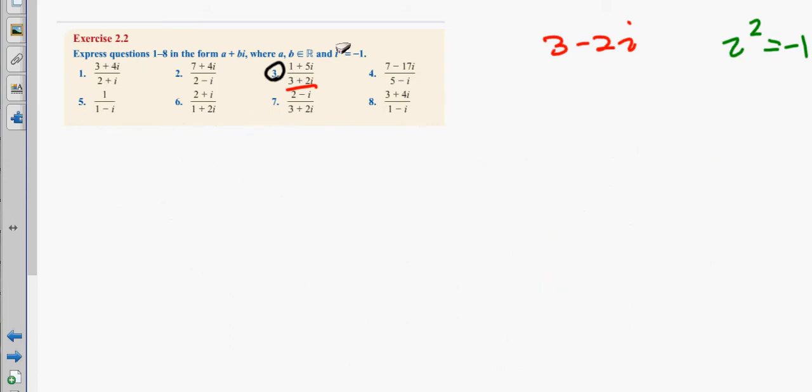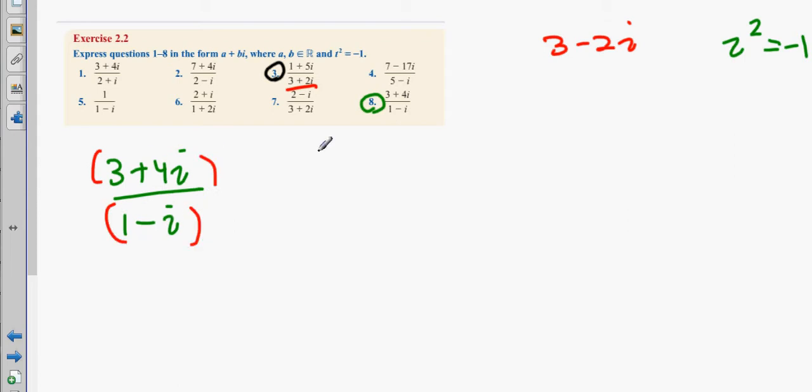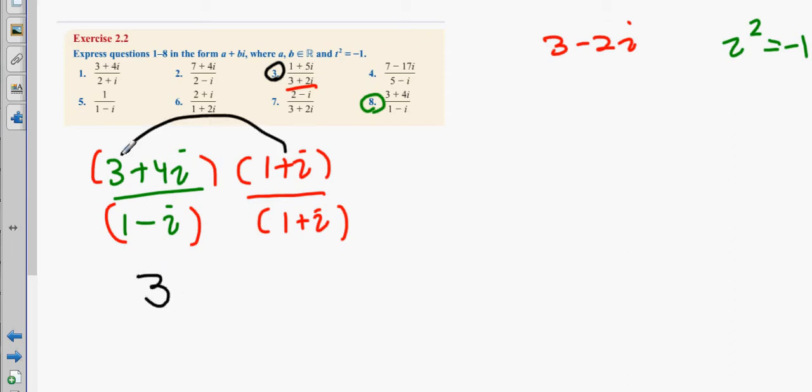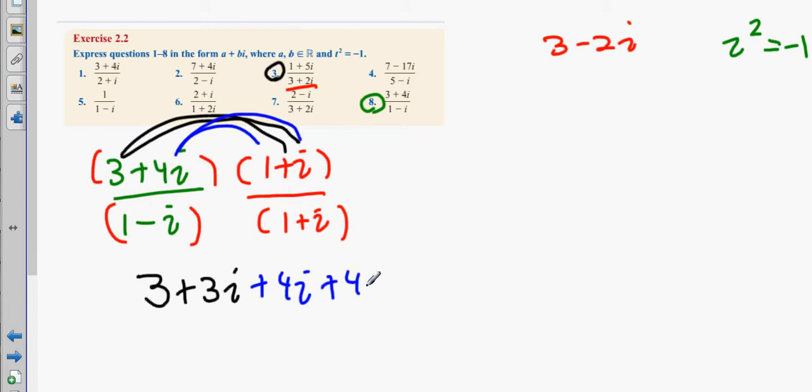Okay, so now we're going to do question 8. Question 8 is 3 plus 4i divided by 1 minus i. Now remember, we have to multiply the top and bottom by the conjugate of the number on the bottom, the denominator. So we're going to get 1 plus i this time, and the top is also going to be multiplied by 1 plus i. We're going to multiply this out, and we get 3 times 1, 3, 3 times i, 3i. Then you get 4i times 1, plus 4i. Then you get 4i times i, which is plus 4i squared.